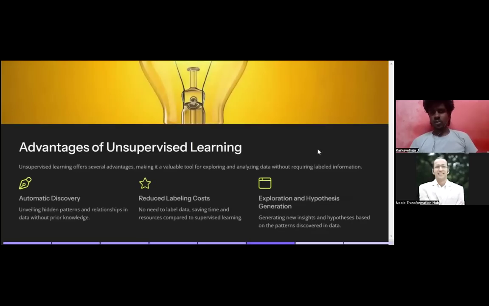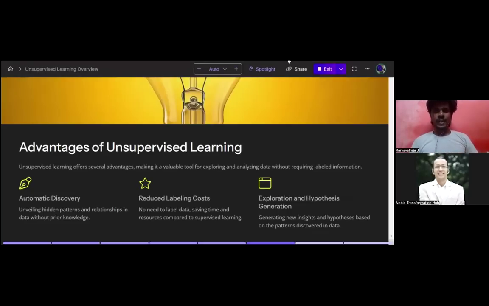Okay, so what are the advantages of this unsupervised learning, guys? Last session and this session, we have gone through the definition of unsupervised learning and the types inside it, and we have briefly mentioned types like clustering, dimensionality reduction, and today anomaly detection. Let's see what are the advantages of this unsupervised learning. Unsupervised learning offers several advantages, making it a valuable tool for exploring and analyzing data without requiring labeled information.